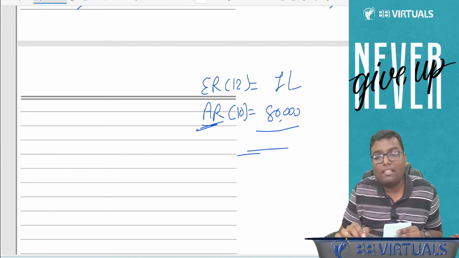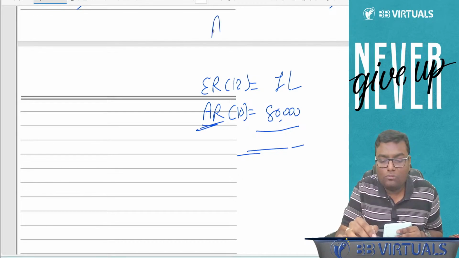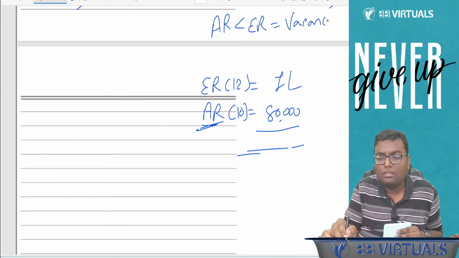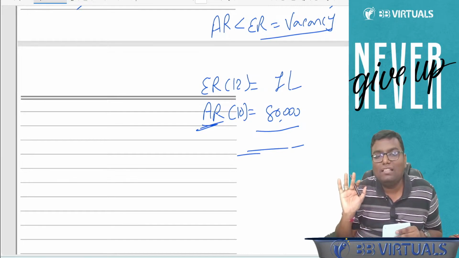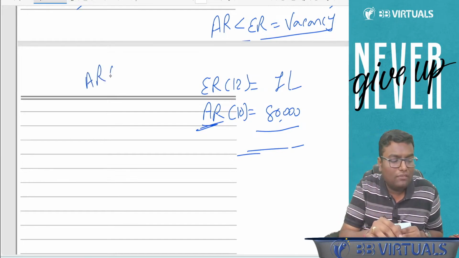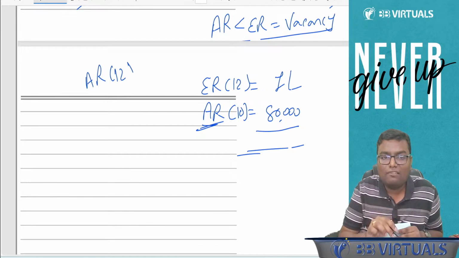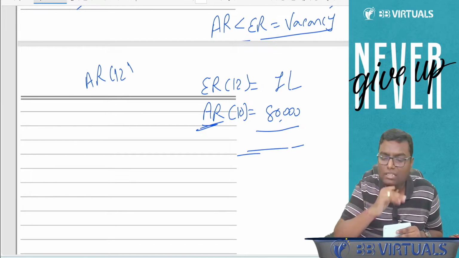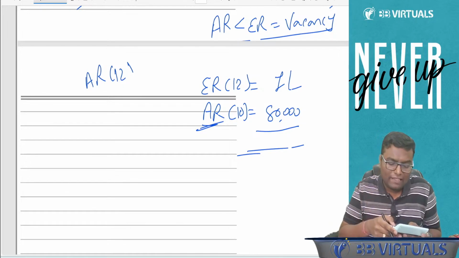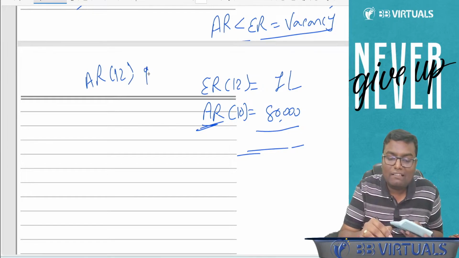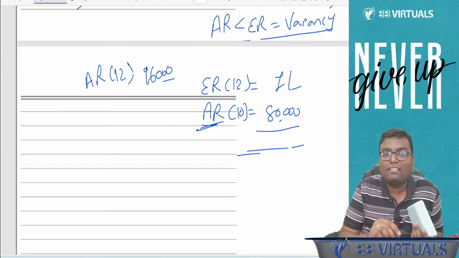What government will say? Prove it. What I'm supposed to prove? I have to prove that AR is less than ER just due to vacancy. Now for this, what I have to assume? Let us assume there is no vacancy. So I would have received rent of full 12 month. Now if I have received rent of full 12 month, how much would I have received? Can I say for 10 month it is 80,000, then what would have been for 12 month? 96,000.